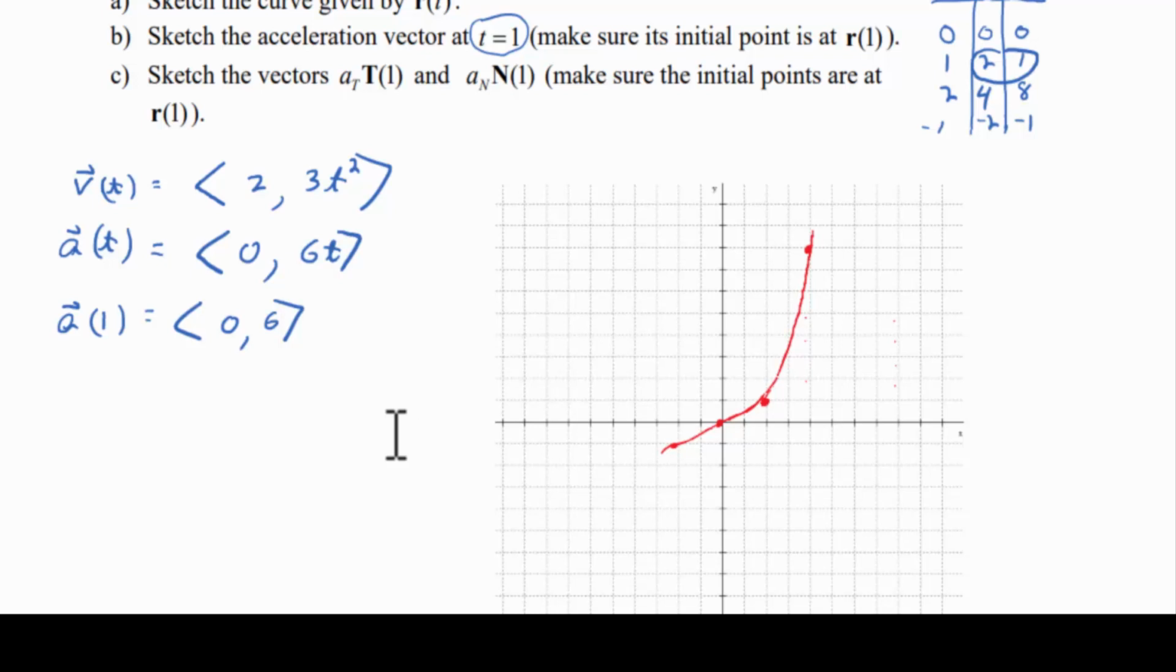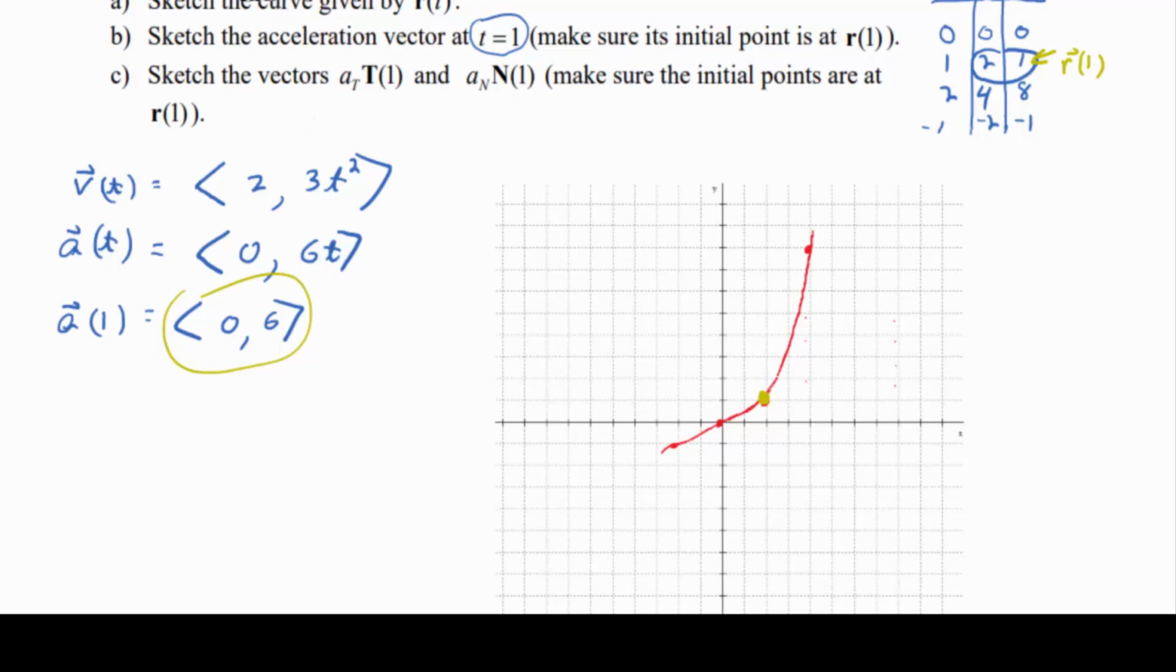Okay, so what's r of 1? It's this guy, right? So we're going to plot the tail of this guy at 2, 1 right here. So we treat the point 2, 1 like the origin and plot the vector. So 0, 6: I go left to right 0 and up 6. Does that make sense?